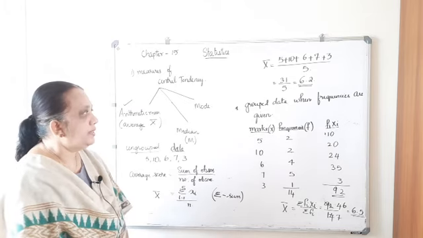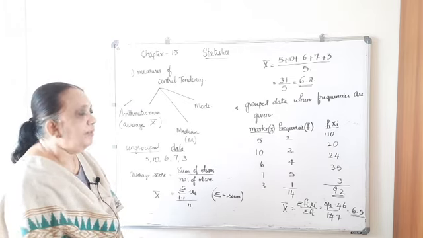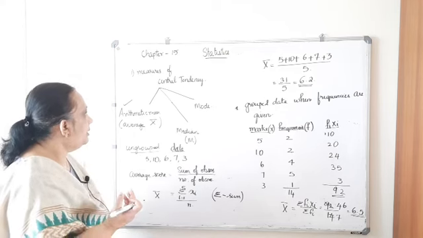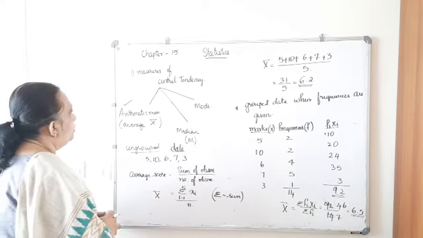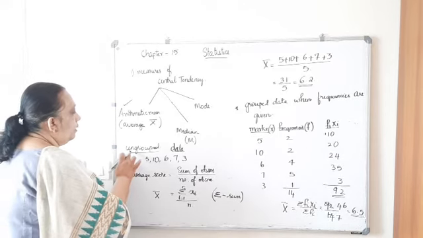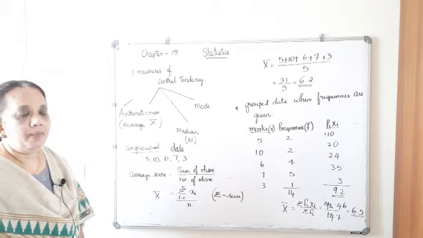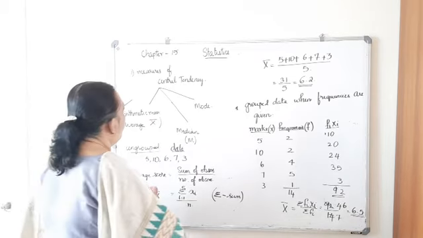That means the frequencies are also given. That is how many times the particular value is repeated. That is called the frequency. Now, so this is about mean, ungrouped data, grouped data, and one more type is there. That is when the class intervals are given.